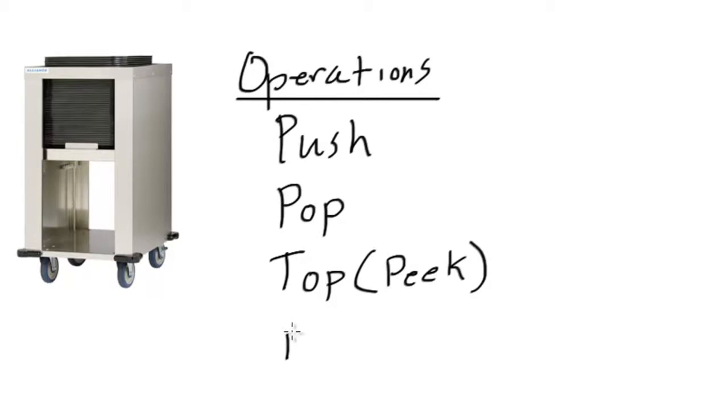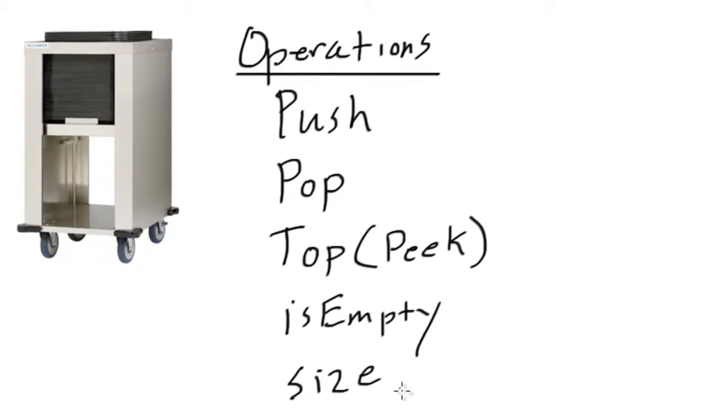You may also be provided with an isEmpty operation. isEmpty just tells us whether the stack is empty or not. This is very useful, especially if you want to remove all the items off of a stack. You can just set up a looping structure and say, as long as it's not empty, keep popping. And typically you'll find a size operation as well, so you'll be able to get the size of the stack and tell how many elements are currently on the stack. But these are the normal operations that you'll have.